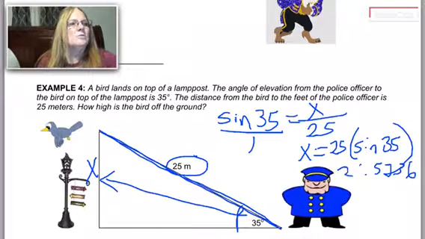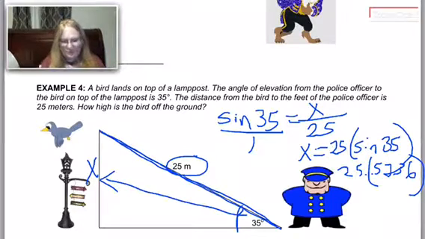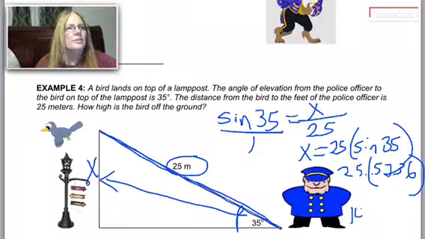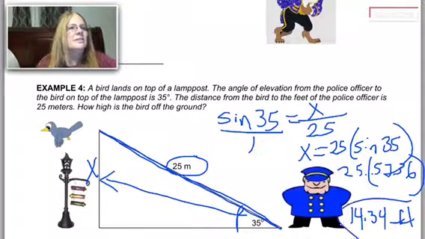So I'm just going to multiply 25 times 0.5736. And I get 14.34. So the bird is 14.34 feet off the ground. Okay, good luck.